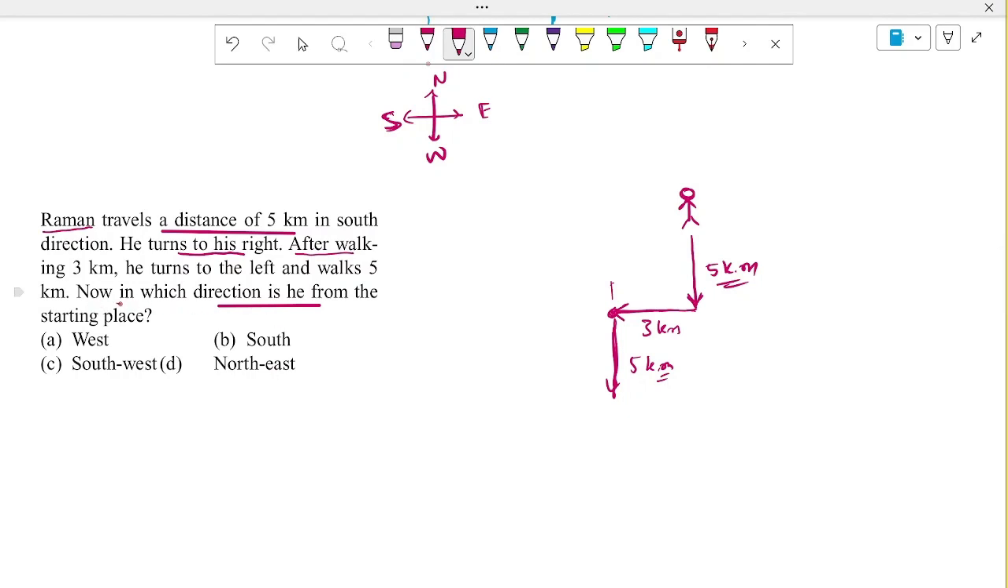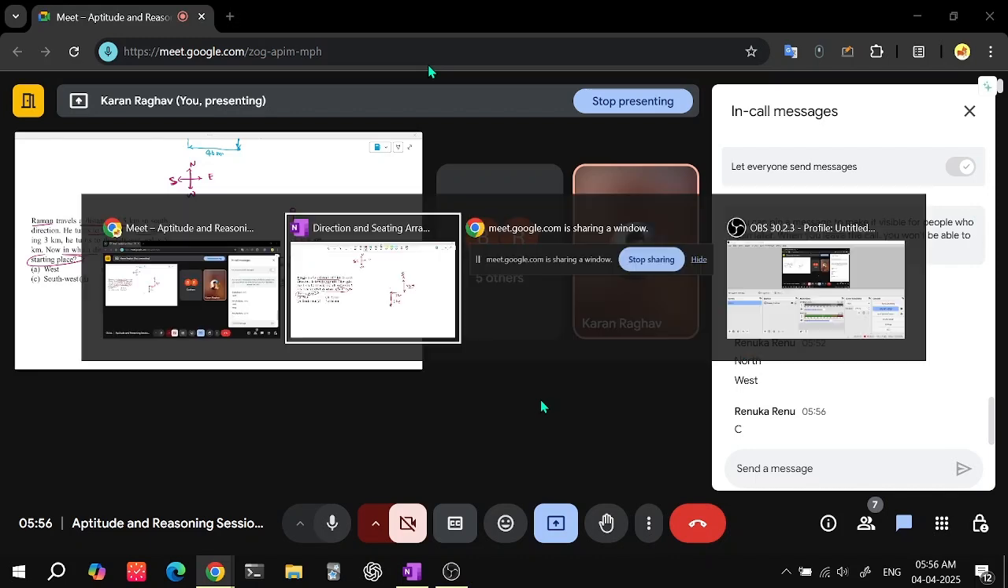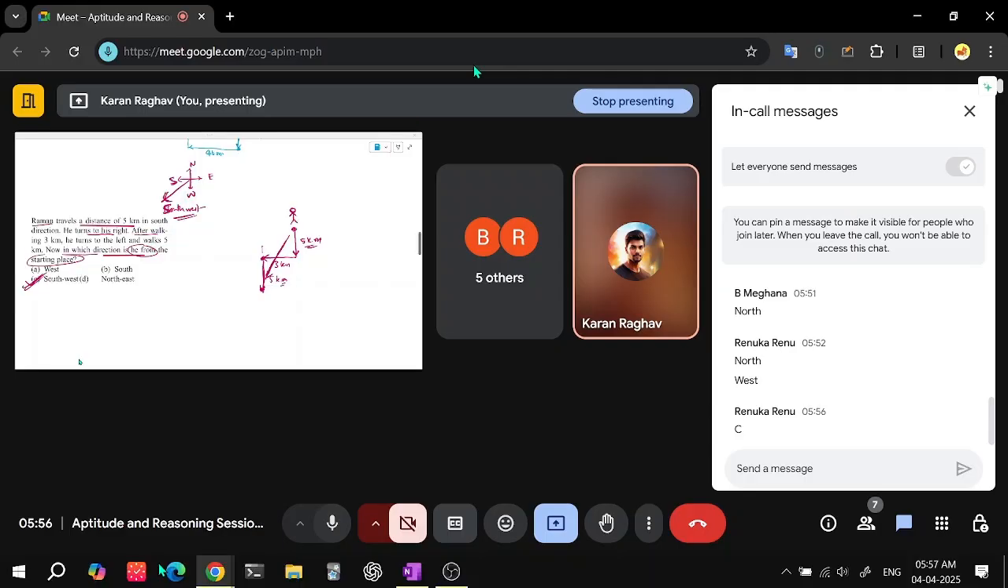Now observe this question also. In which direction is he from the starting place? From the starting place, you need to find in which direction he is standing now. This is exactly like the previous question. So what is the answer? He was standing here, and at present he is in this direction. Which direction is this? This is southwest, right? So the answer is southwest. Simple question. You can attempt the question, not an issue.